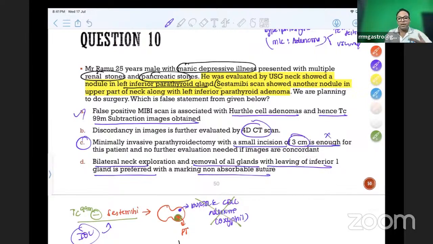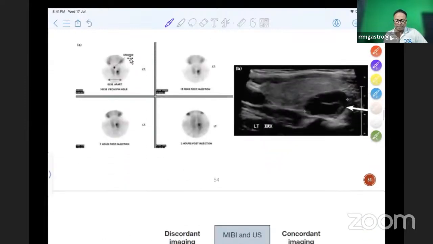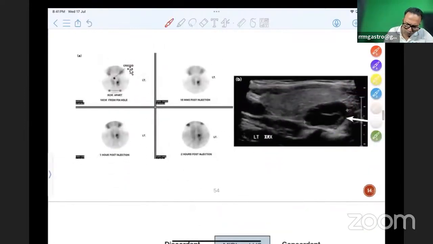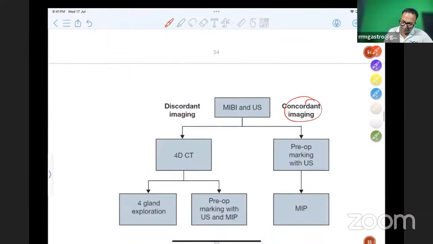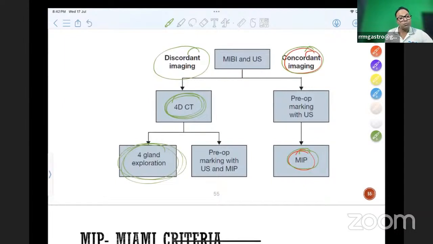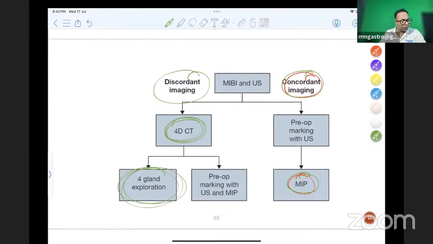How is it enough? It is not enough because this patient's Sestamibi scan showed another nodule in the upper part of the neck. Therefore, it is not a concordant image. It is a discordant image according to this flow chart. See this picture. This is an ultrasound, it shows there is a single adenoma on the left inferior parathyroid. Ultrasound shows only 1 nodule, means I can go for concordant imaging, go for MIP. Simple image. Concordant image, go for MIP. Discordant image, go for 4-dimensional CT scan and go for 4 gland exploration. If there is a discordant image, we have to go for 4 gland exploration.